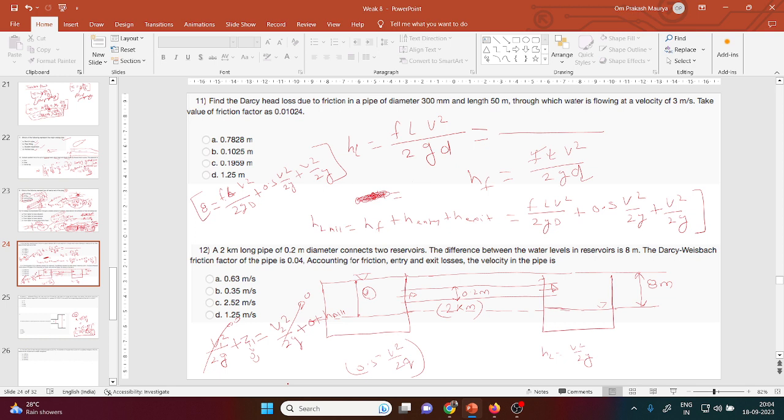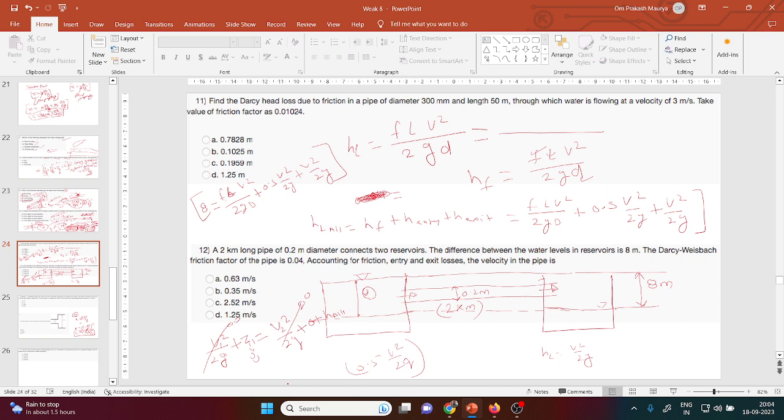Actually, do we need to take the difference from the first reservoir level to second reservoir level? Actually, the pipe is placed at some height, isn't it? So should we be taking the difference of the surface level to the pipe level when both the levels are equal? I mean, the reservoir will be balanced when it is at the same level, isn't it?